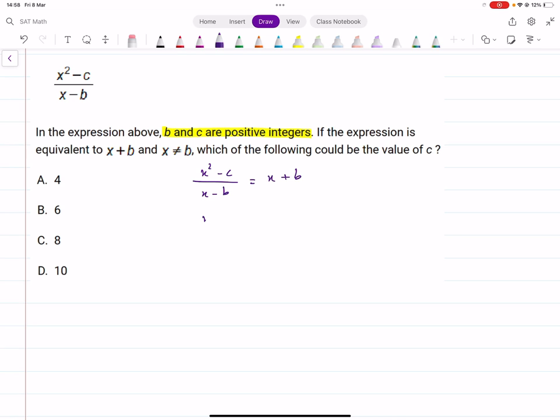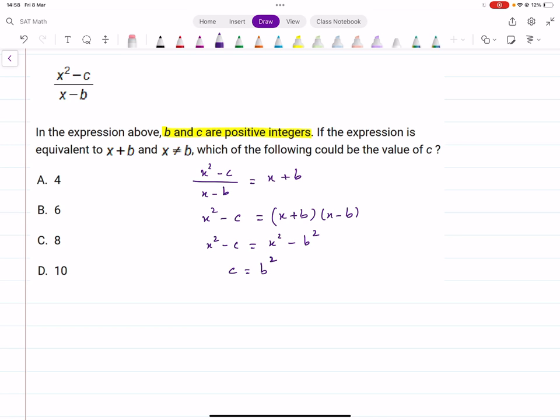Now, let's try to simplify this. We get x squared minus c equals x plus b into x minus b. What does that give us? That's a plus b into a minus b. We can write that as a squared minus b squared. So this becomes x squared minus b squared. And that basically gives us, everything gets cancelled and we're left with c equals b squared. Okay. Now b and c both have to be positive integers.